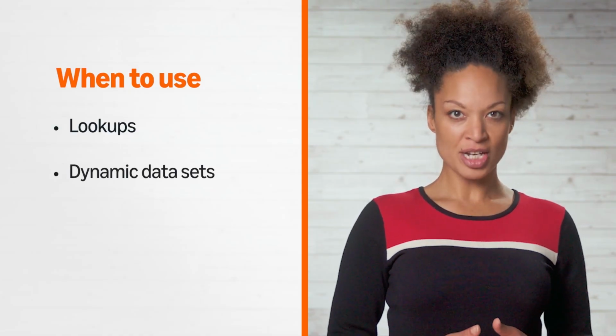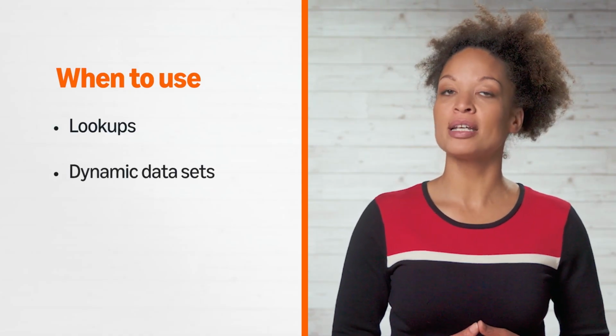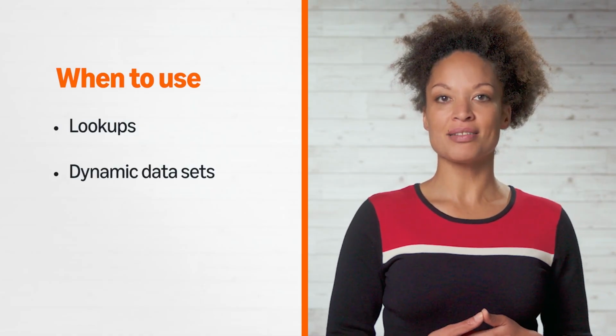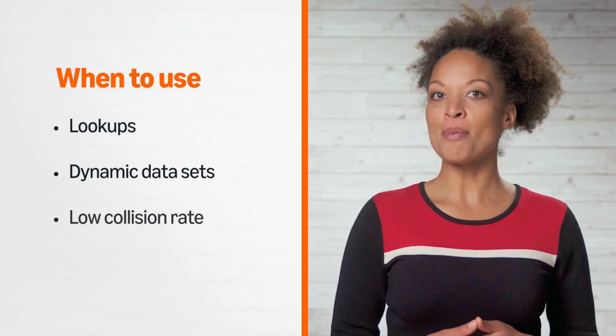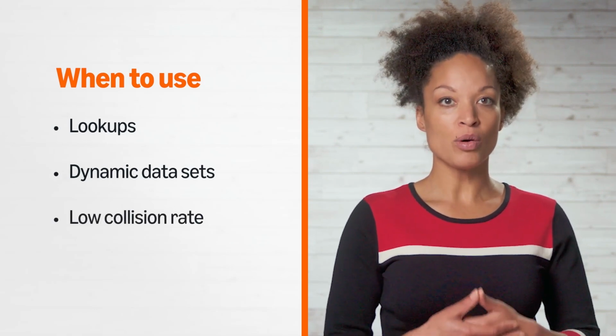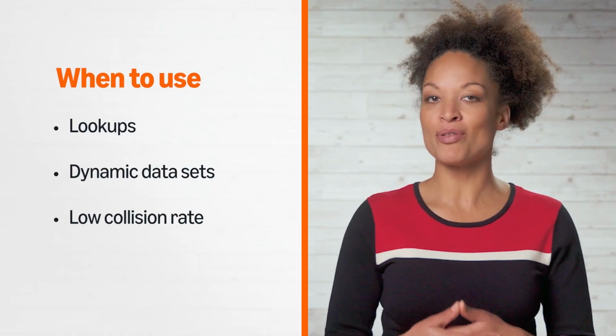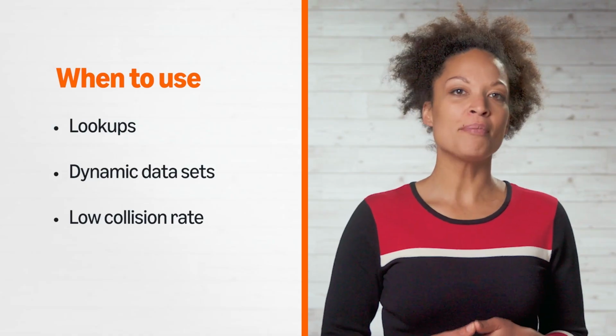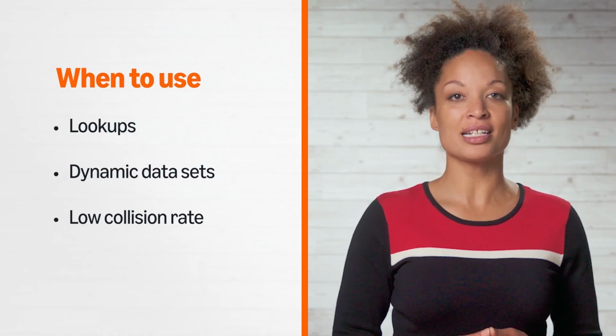When data volume changes frequently and unpredictably, HashMap handles it well because it resizes as needed. And lastly, HashMap works best when keys are well distributed, meaning only a few keys hash to the same array index. This is difficult to predict, but complex keys are less likely to collide.